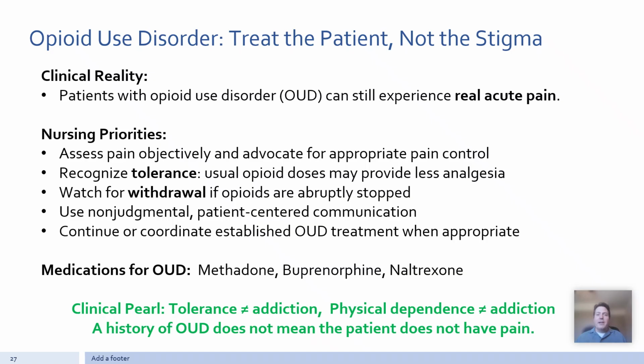And so our job is not to decide whether or not someone deserves pain medication. Our job is to assess, advocate, and administer safely and support their recovery. Evidence-based medications used to treat opioid use disorder include methadone, buprenorphine, and naltrexone. So tolerance doesn't equal addiction. Physical dependence doesn't equal addiction. And a history of opioid use disorder does not mean a patient doesn't have pain. So we want to advocate for these patients, watch for withdrawal, recognize tolerance, and try to get them the support that they need.